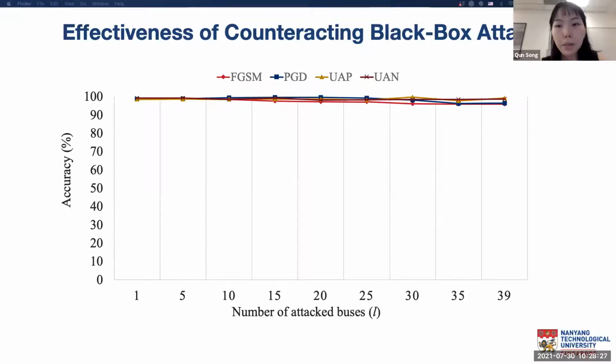And under the black box setting, all attacks are not effective against the adversarially hardened DNN. And for the more credible universal UAP and UAP attacks, under both white box and black box settings, the adversarial training can effectively protect the target VSA DNNs.